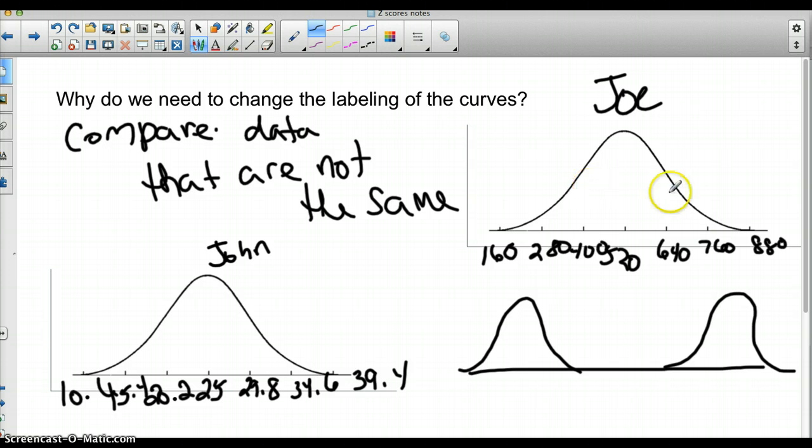They're not the same label. This is the SAT scores, this is the ACT scores. They're totally different tests. So if you were doing something like heights of kids, you would have heights of 18-year-olds versus heights of 10-year-olds, and those wouldn't be the same, so you would have to standardize the data. You're comparing data that is similar, but they're not exactly the same.